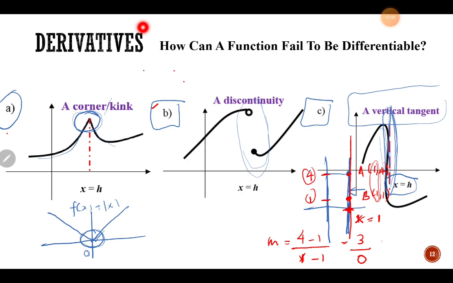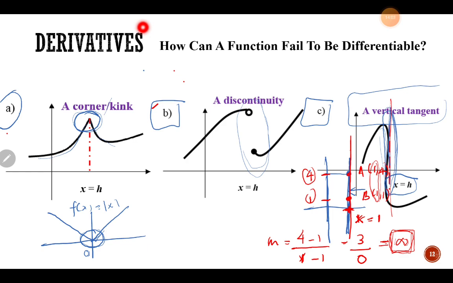Exist ke tak 3 over 0? 3 over 0 ni is infinity. Right? 3 over 0 is infinity, where it is not a real number. So it is considered tak valid lah, okay, or you may say undefined ataupun does not exist juga sebab dia infinity. Okay, infinity ni bukan a value.